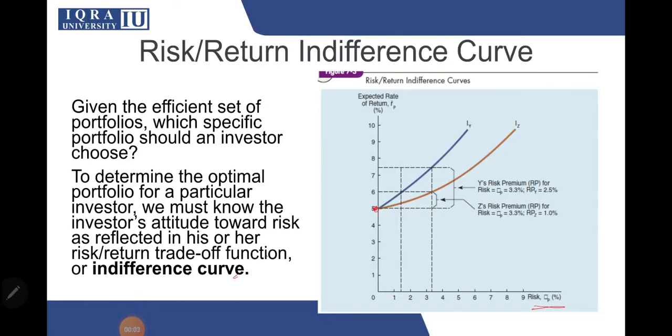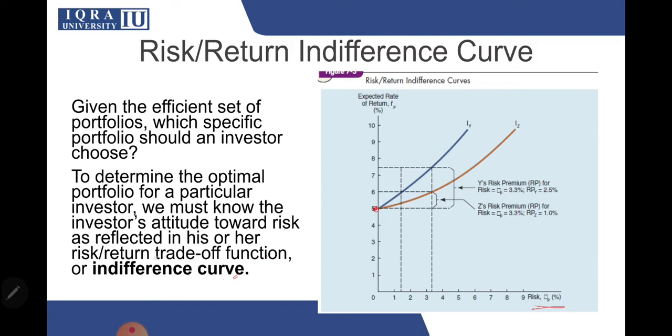We have already learned how to delineate the efficient set of portfolios, but the question still remains that even given the efficient set of portfolios, which specific portfolio should an investor choose? To determine the optimal portfolio for a particular investor, we must know the investor's attitude towards risk, as reflected in his or her risk-return trade-off function or indifference curve.